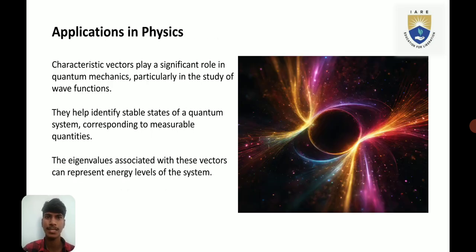Applications in physics. As we know, mathematical equations are also applicable in physics. Characteristic vectors play a significant role in quantum mechanics, particularly in the study of wave functions. They help identify stable states of a quantum system corresponding to measurable quantities. The eigenvalues associated with these vectors can represent energy levels of the system.